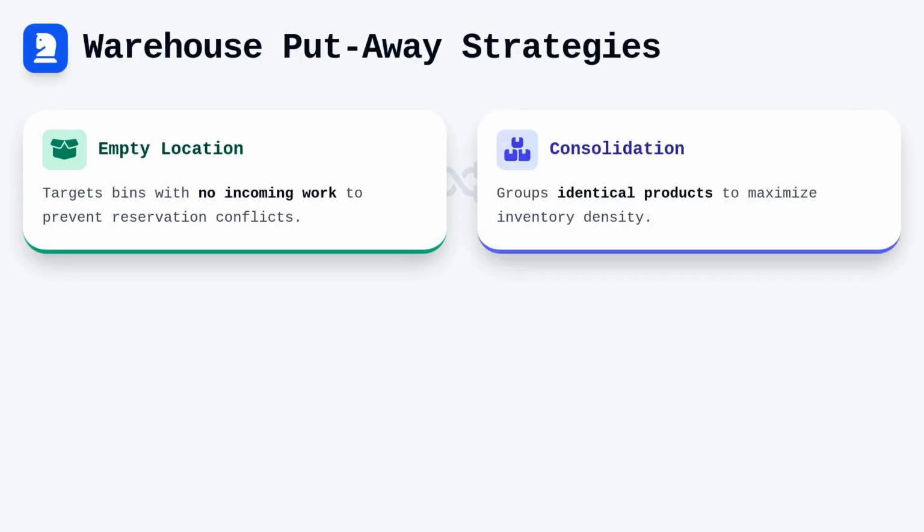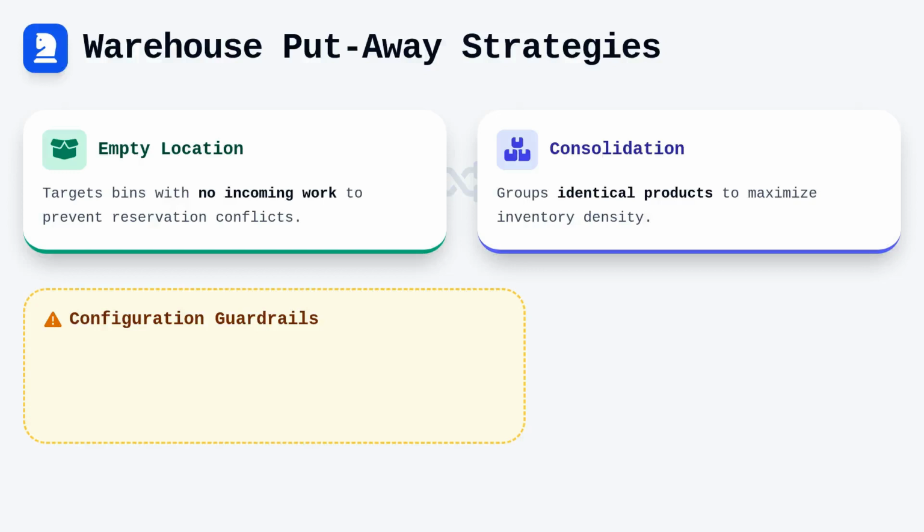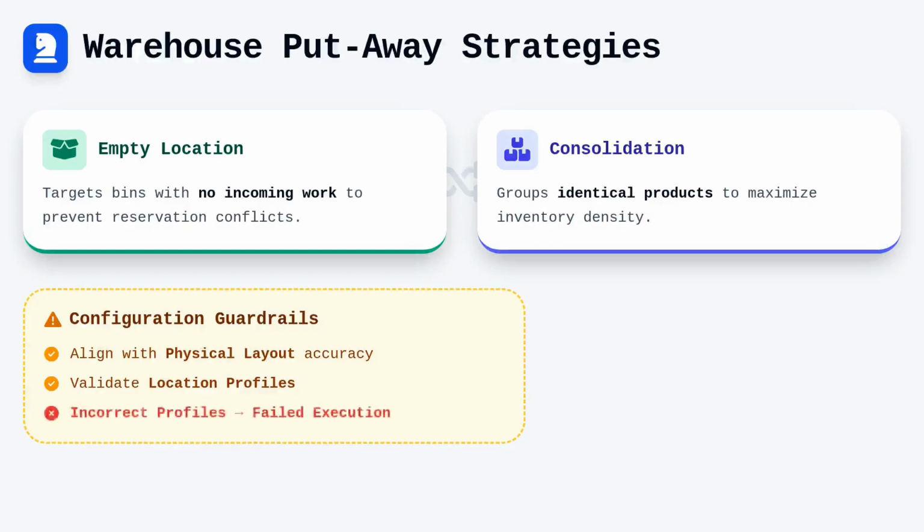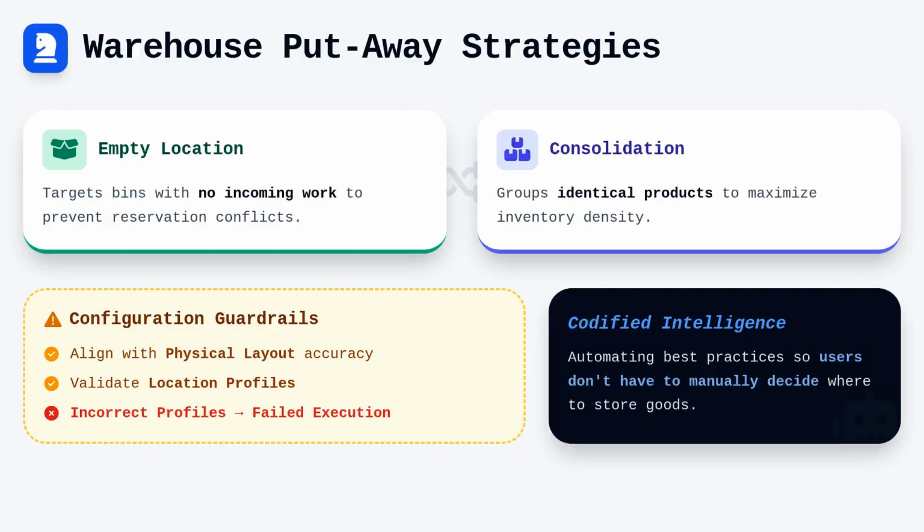Conversely, a consolidation strategy attempts to place items into bins where the same product is already present, which maximizes space utilization and inventory density. When configuring these, you must consider the underlying physical layout, ensuring that your storage capacity remains accurate. If your configuration includes incorrect location profiles, the directive might suggest an invalid bin, resulting in failed work execution. You are essentially codifying your warehouse layout best practices into the system so that the average user does not need to manually decide where to store goods.